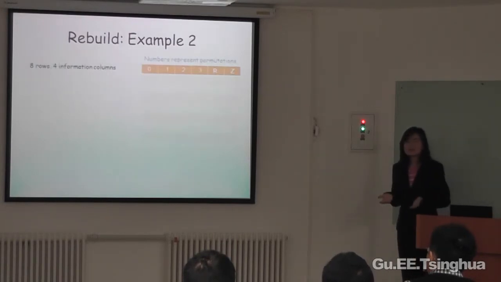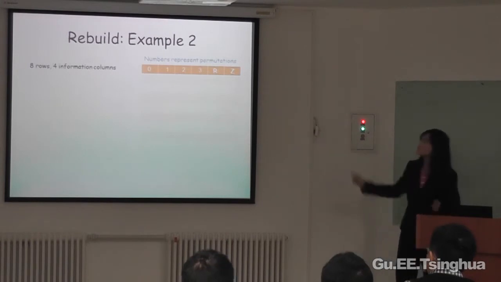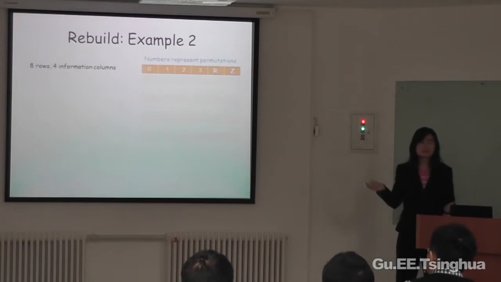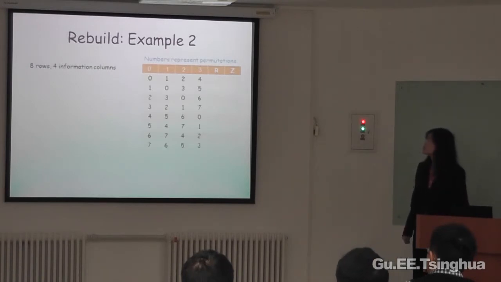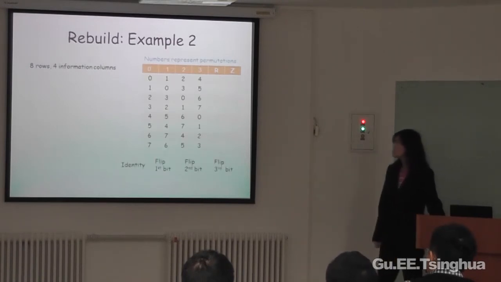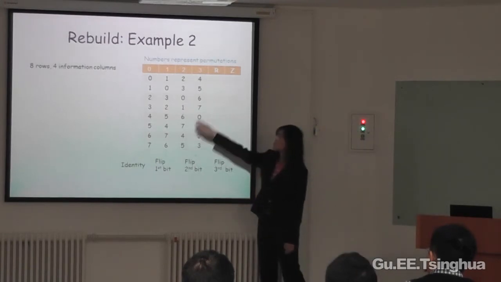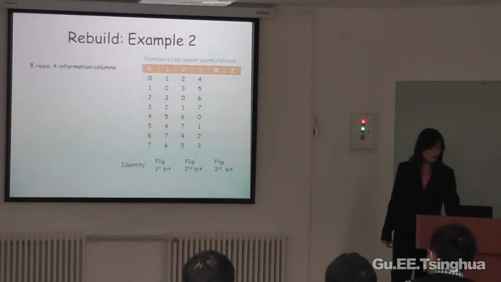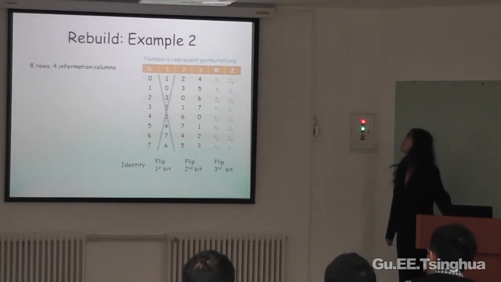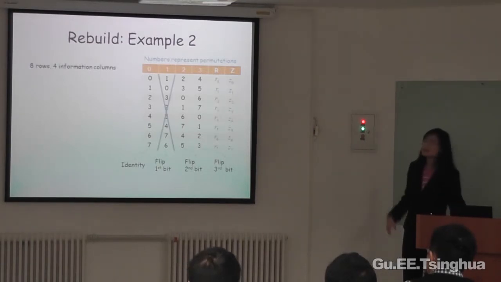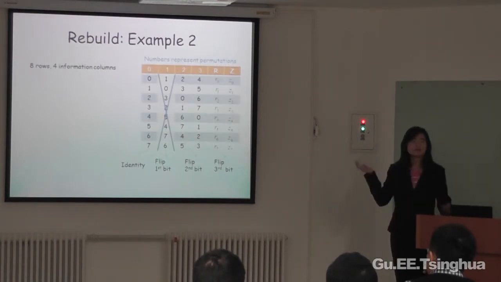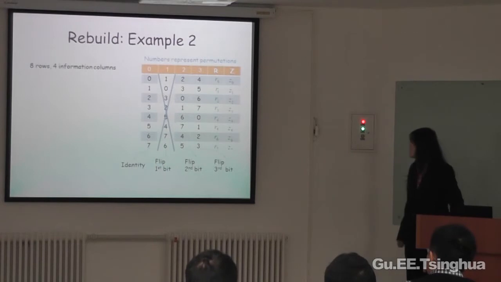So let's look at a larger example where I have 4 information columns. In this case, the number of rows grows exponentially. It is 8 rows. So here are the permutations. Again, the first permutation is identity, and the others are flipping some corresponding bit. So suppose that I lose column 1. Then you can check that if I read half of the table, I can recover it.